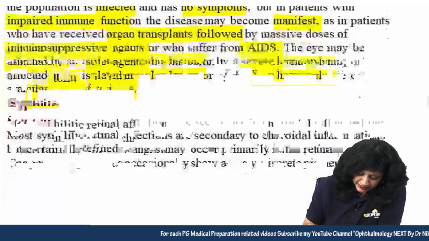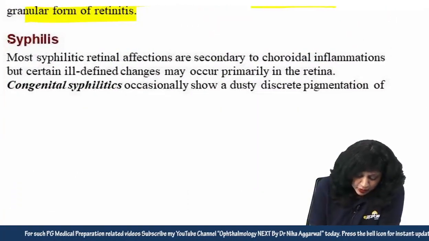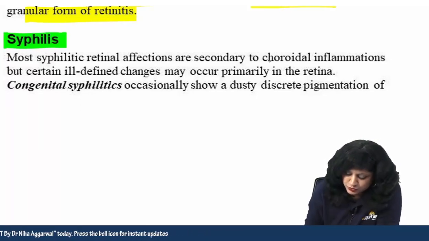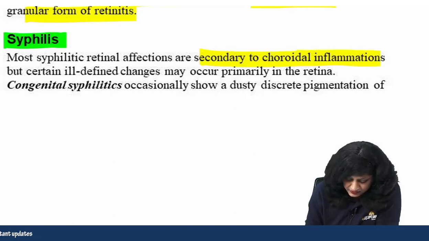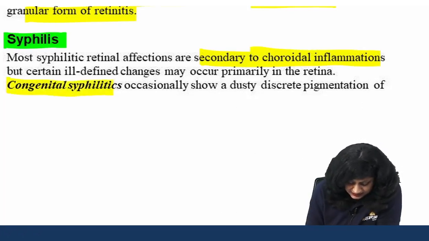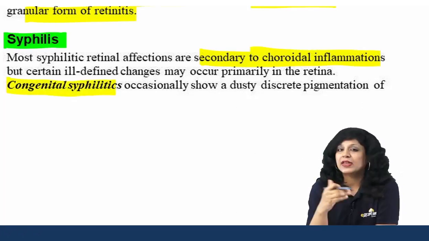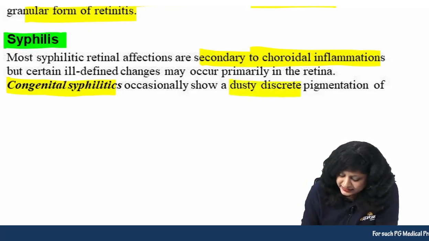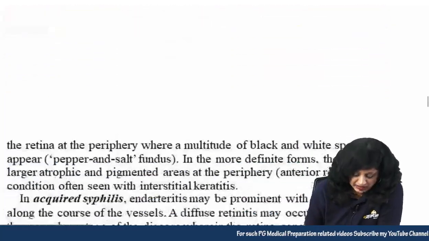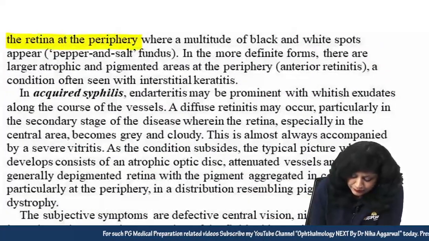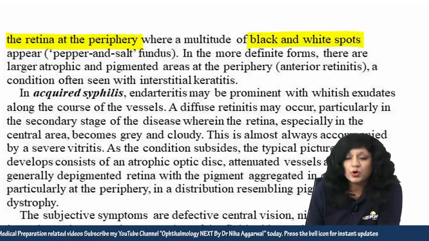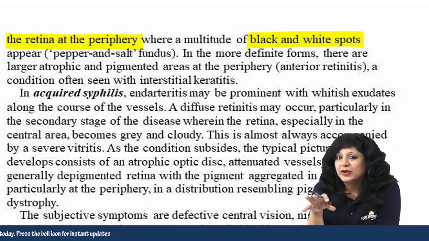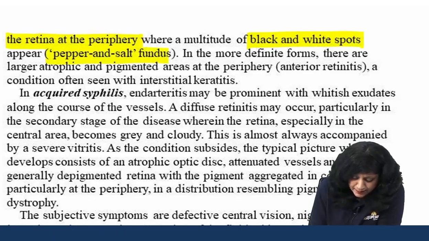Then the next in the list is syphilis. These syphilitic affections are usually secondary to choroidal inflammations, right? We can have congenital syphilis, and we can also have acquired syphilis. In congenital syphilis, we can have dusty discrete pigmentation, pigmentation of the retina at the periphery where a multitude of black and white spots are there. Because in congenital syphilis we have that pigmentation with black and white spots, it is the salt and pepper retinitis.